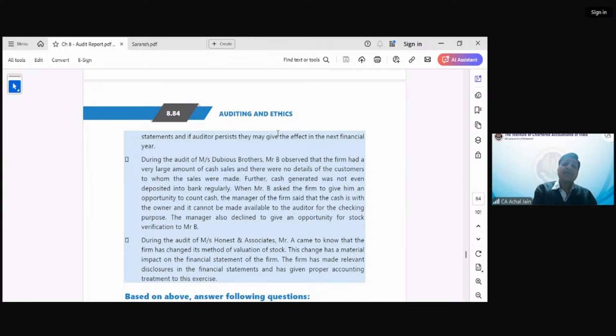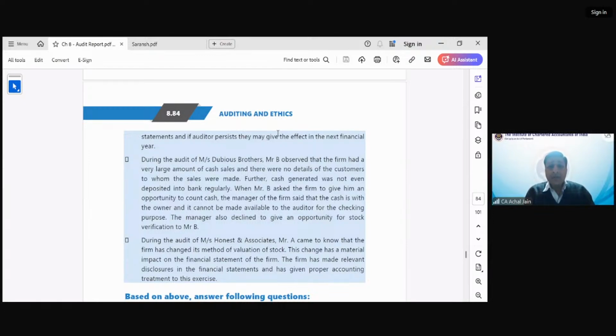All right. Further, cash generated was not even deposited into the bank regularly. So whenever there's a cash sale, what would the entity do? They will collect the cash during the day and they will deposit that cash next day in the bank. So that's how things practically work. Or in some cases, they may collect the cash for 2 to 3 days if the cash is not significant and then deposit it. Or maybe every week they will collect and every week they will deposit. So that's how it should be done. Because why keep so much cash otherwise?